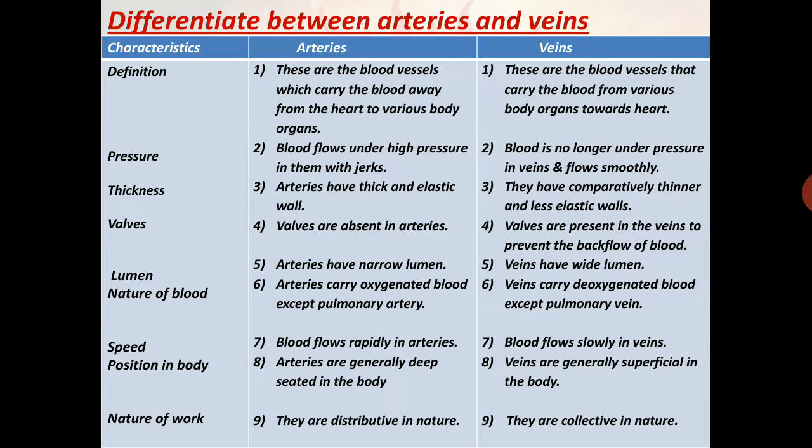Nature of work they perform. Arteries are distributive in nature, means they carry the blood from the heart to the various body organs. Veins are collective in nature, means they collect the blood from the various organs and carry it towards the heart. So, after doing this difference between arteries and veins on the basis of various characteristics, you can easily answer the question if asked in the exams on the basis of various characteristics or in general. You can write any point.